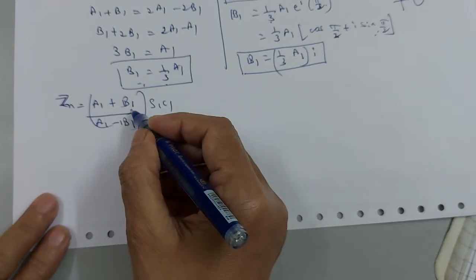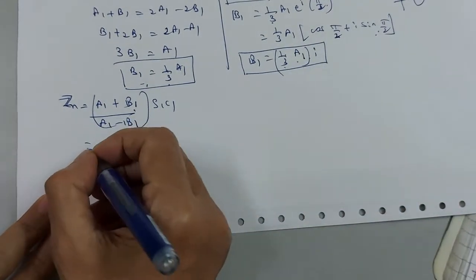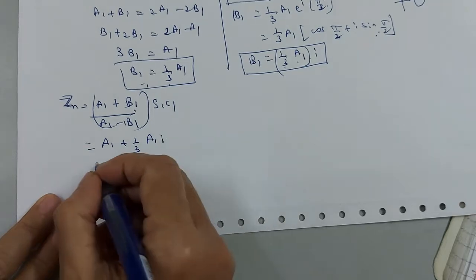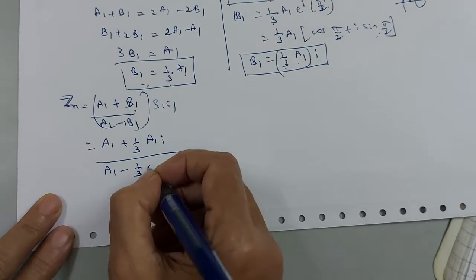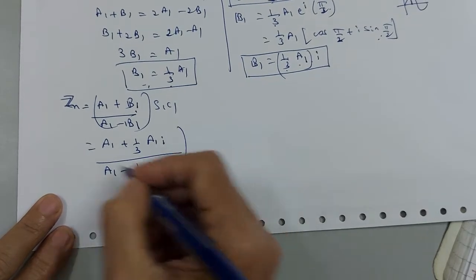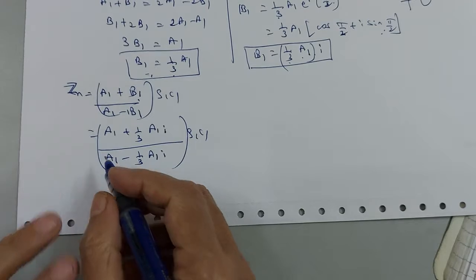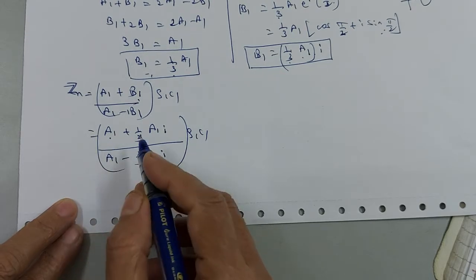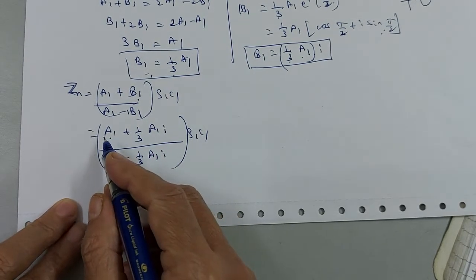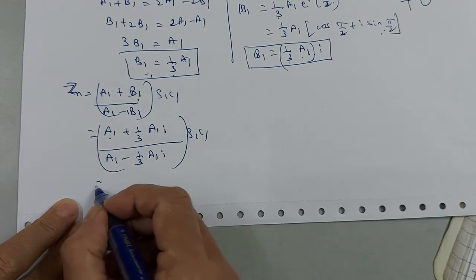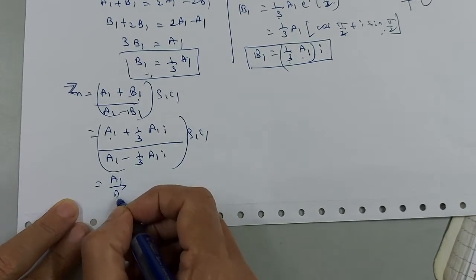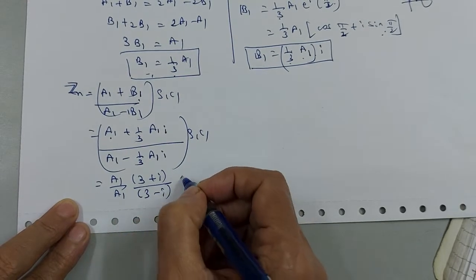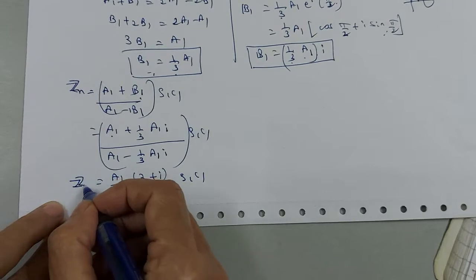Substitute the value of this B1. How much is the value? 1/3 A1 into I. So A1 plus 1/3 A1 I, divided by A1 minus 1/3 A1 I, into rho 1 C1. So if you simplify this, what will I get? Multiplied by 3, what will we get over here? This is 3 plus I. A1 we can take common, here also we can take A1 common. So in the numerator we will have 3 plus I, denominator will have 3 minus I, times rho 1 C1. So this is my expression for Z.